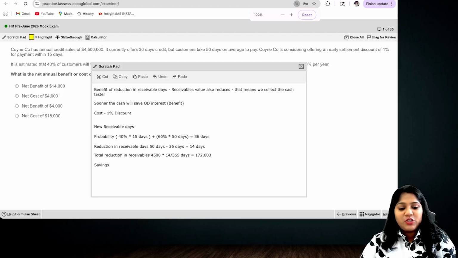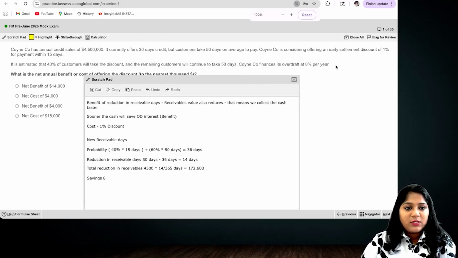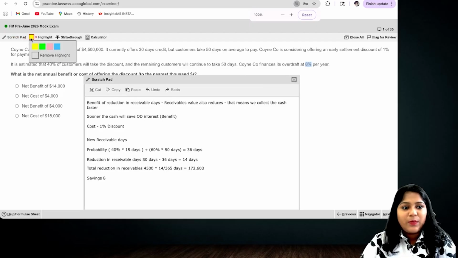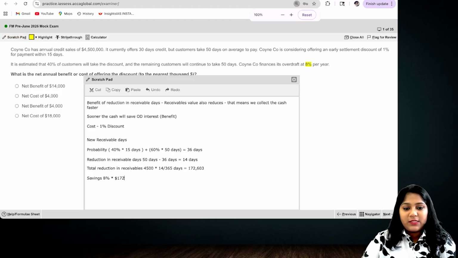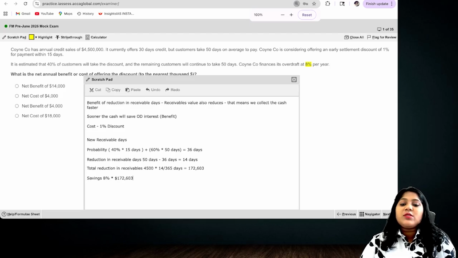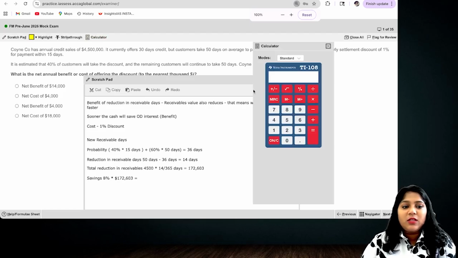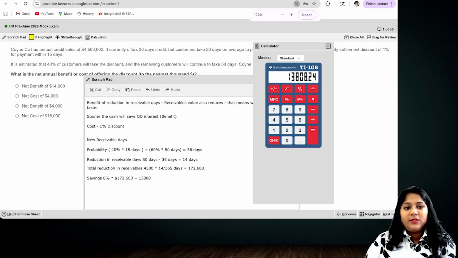So my savings shall be 8 percentage. If you can all see here, they have told 8 percentage per year as the savings, the overdraft that I'm paying. Because I'm collecting so much amount faster, I shall save 8 percentage of $172,603. That is 172,603 multiplied with 8 percentage. I'm saving around $13,808.